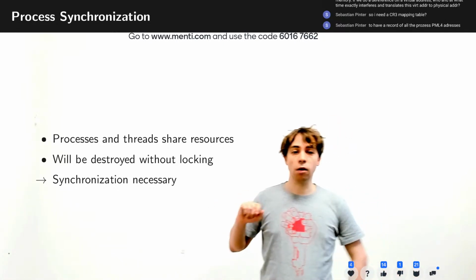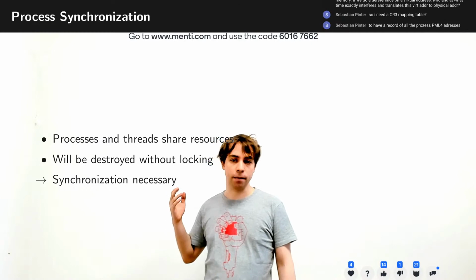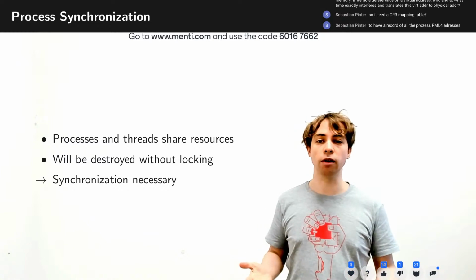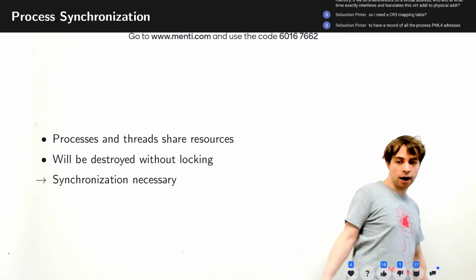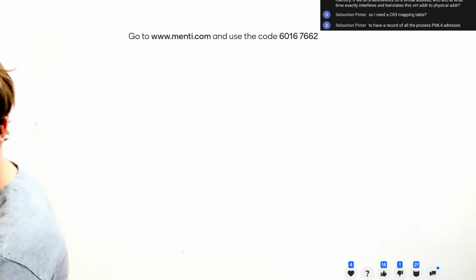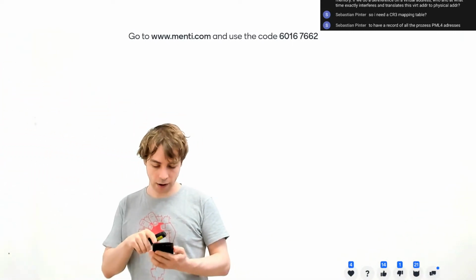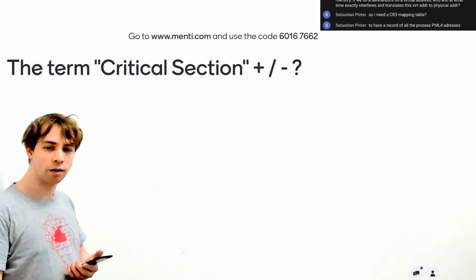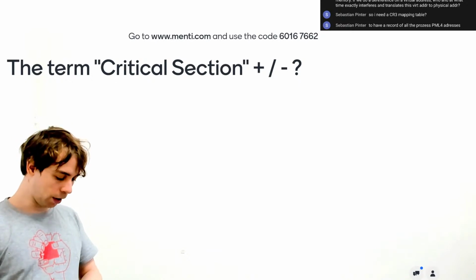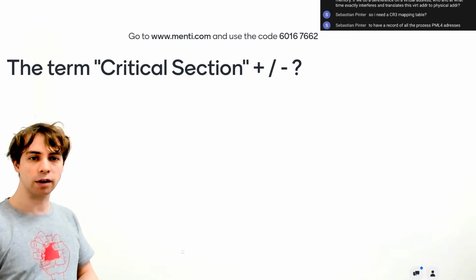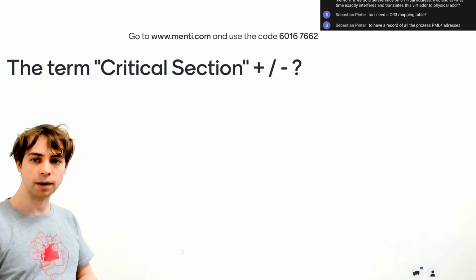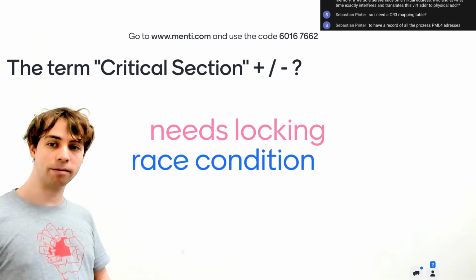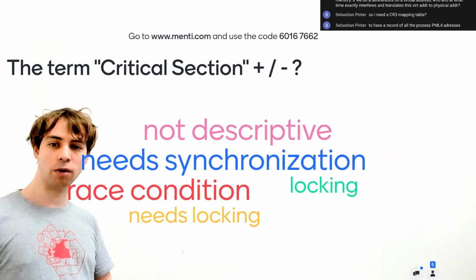Process synchronization is also important, and you will have to implement that. Processes and threads share memory and other resources, and without locking, they will be destroyed. And for that, I've prepared another Menti, because yesterday students asked to have more of these pro-contra slides. So we can do another brainstorming, and then we will end pretty soon after this slide. The term critical section. Why is it a good or a bad term? I want to know why this is good or bad.